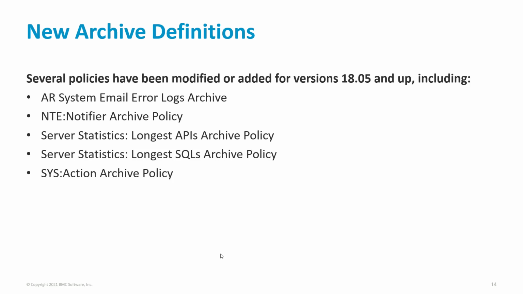The 1805 and up package includes modified policies for several forms that include the ones I've listed here, such as ARSystem email error logs, NTE notifier, and your server statistics. Now, server statistics is a good example of a form that didn't previously have any archiving policies, but most of the data in the server statistics form is unused after a certain amount of time. And so this is a really good one just to add to the list to help keep your data clean.